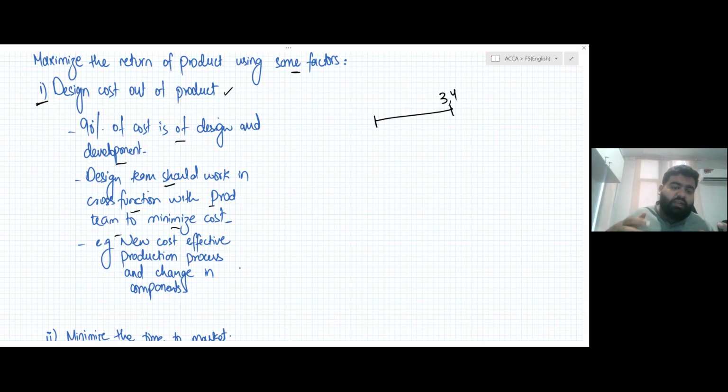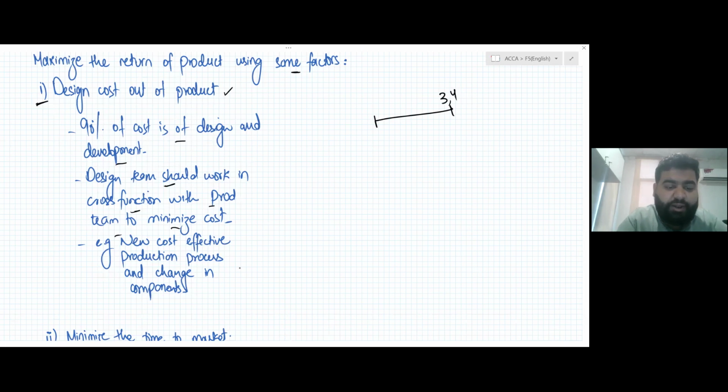So obviously, if the design team works with the production team, they will plan. If the design team is making some complex designs, the production team will say no, don't do that, we will not be able to make this type of design at that lower cost, because the lower the cost, the higher the profit. So if the design team works cross-functionally with the production team, they will make effective designs that are not difficult for the production team to produce at a specific cost per unit. To minimize the cost, the design team should work with the production team.